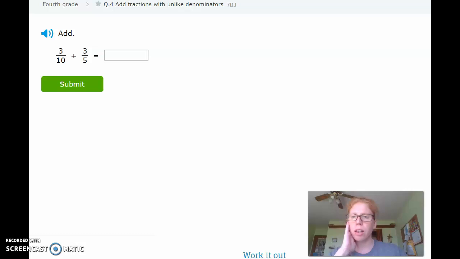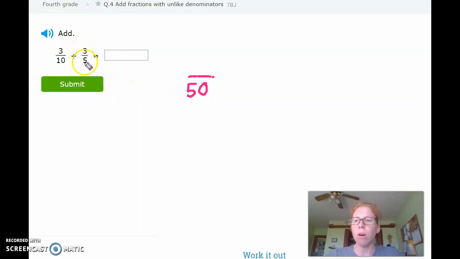Now the strategy that we learned in the video is we're going to use the easiest common multiple. And in the video we learned that we multiply the denominator of both fractions. So we know that our answer in our fraction is going to have a denominator of whatever 10 times 5 is. Well, what is 10 times 5? 10 times 5 is 50. So that will be our denominator of whatever this fraction is.